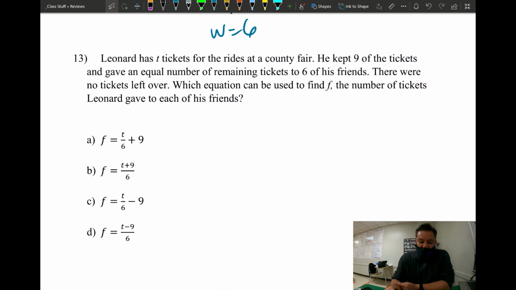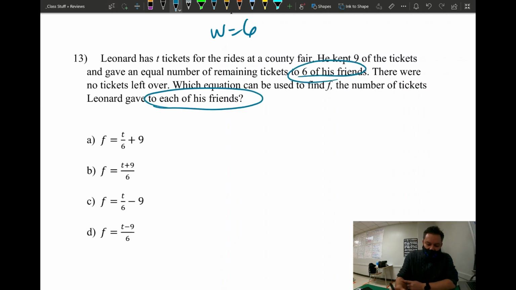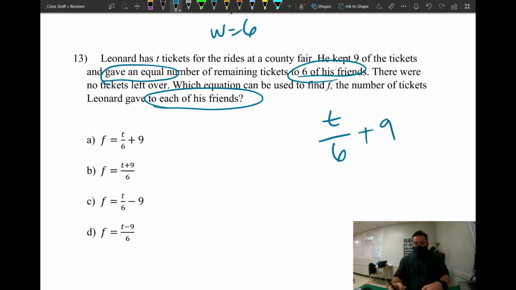Okay, variable. Each friend, how many friends? That right there. So you have 6x. But what did he do? He gave an equivalent amount. So he actually divided the tickets among 6 friends. He kept 9, right? No, he kept 9. So all the tickets plus the 9 that he kept is gonna give him the total. So which one looks like that? Which one looks like that?